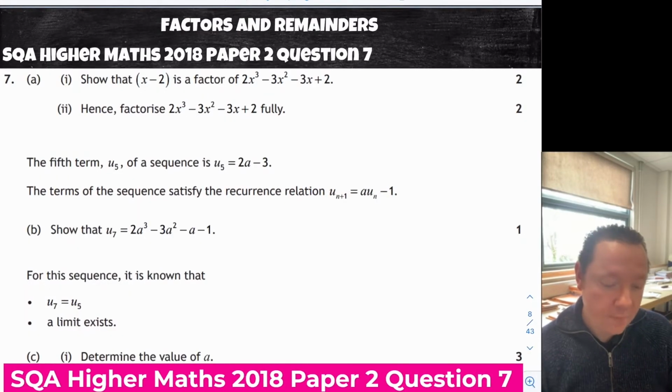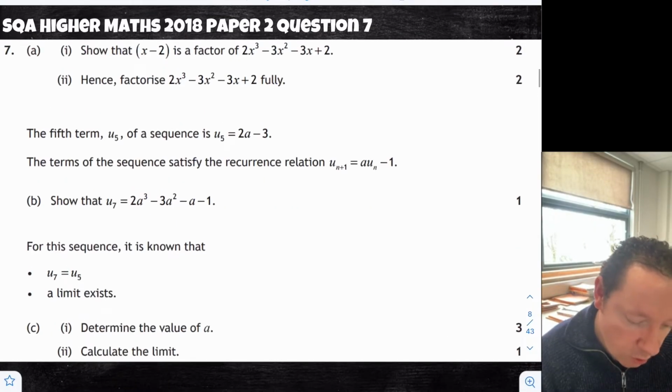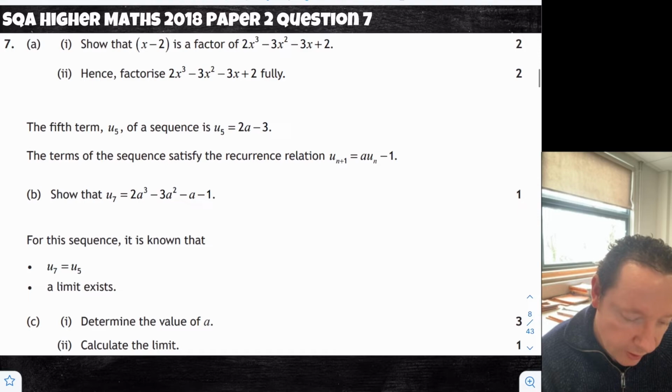Factorising and remainders: SQA Higher Maths 2018, paper 2, question 7. Part A, show that x minus 2 is a factor, then factorise fully. Then part B is a sequence question. Sequence is not in the course this year, but I'll show part B anyway for the sake of completeness. Show that x minus 2 is a factor of 2x cubed minus 3x squared minus 3x plus 2.